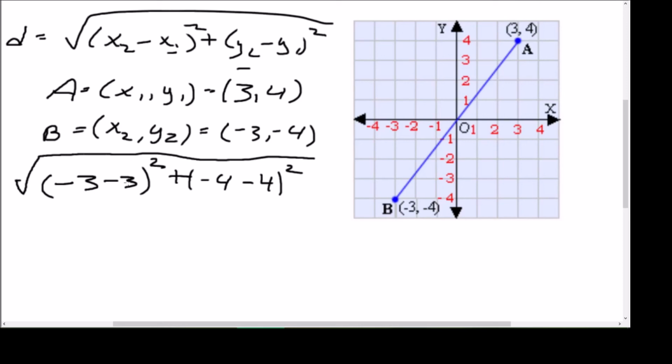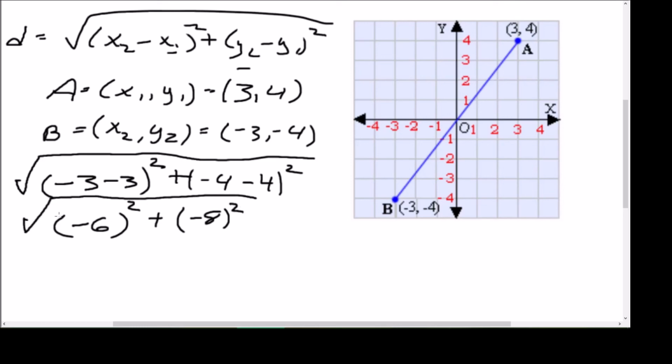So -3 minus 3 is -6. Always do inside the parentheses first. Plus -4 minus 4 is -8, squared. I now have, my next thing is to do my exponents, because there's nothing left inside the parentheses. -6 squared is 36. Now again, we're dealing with lengths. Lengths can never be negative.